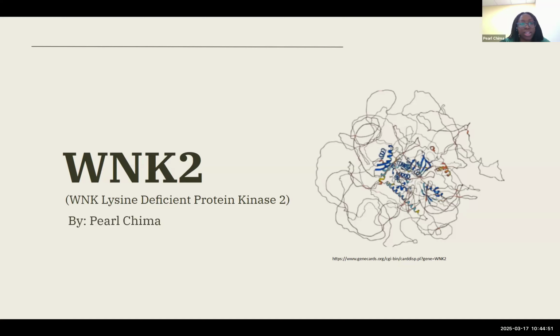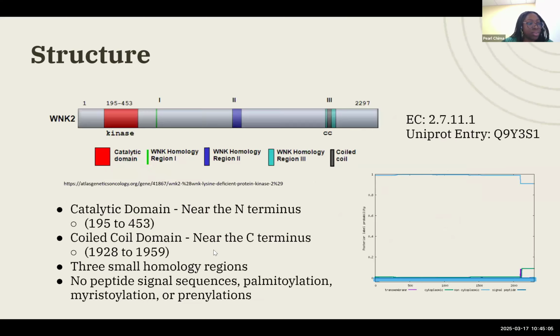So the kinase that I chose for my presentation is WNK lysine deficient protein kinase 2, also known as WNK2. I'll start off with the structure. There are two domains located in WNK2: the kinase domain, which stretches from amino acid residues 195 to 453, and a coiled coil region, which spans from amino acids 1928 to 1959.